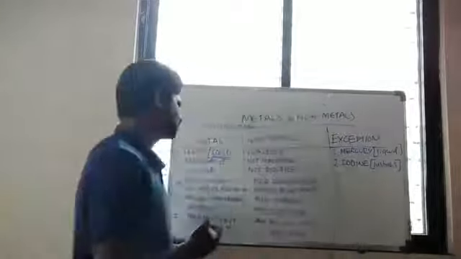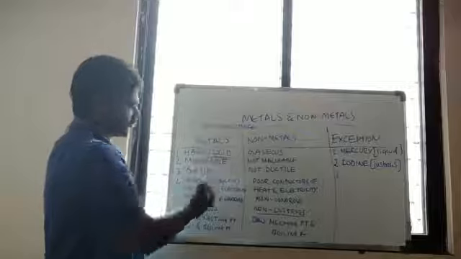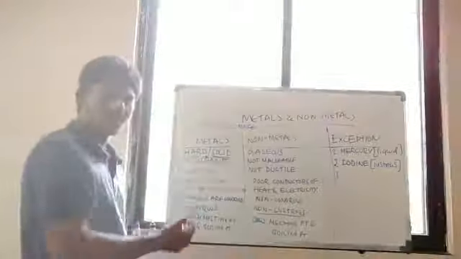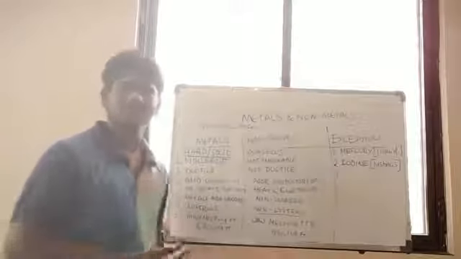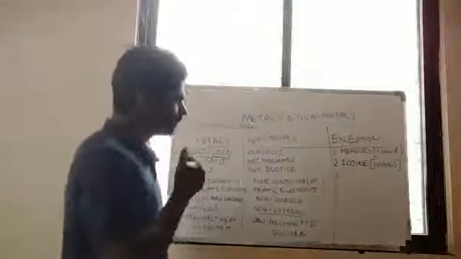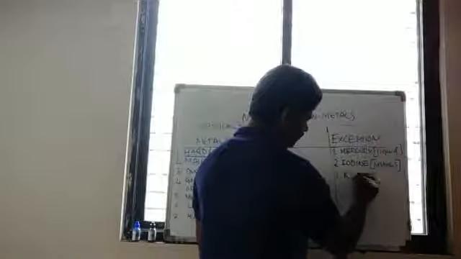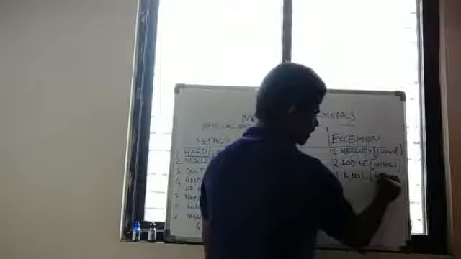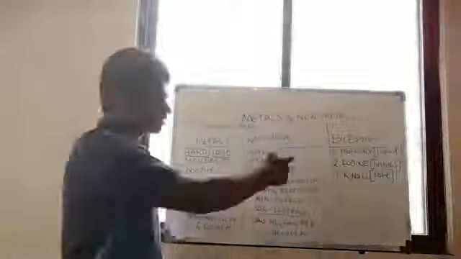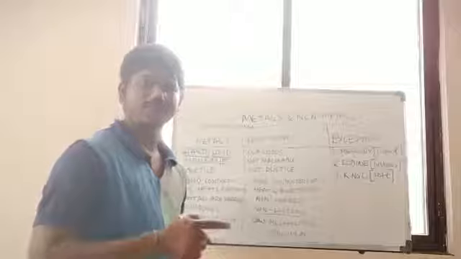Next, if you look at metals, they are generally hard. If you look at iron, zinc, calcium, all other metals, they are strong and hard. But if you take sodium, potassium, or lithium, they are so soft that you can cut these metals with a knife. That much soft they are. So this is also one of the exceptions.